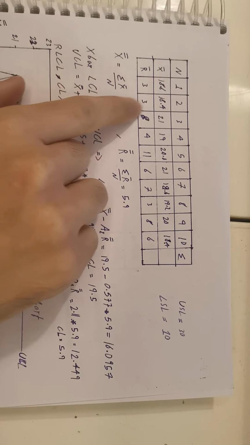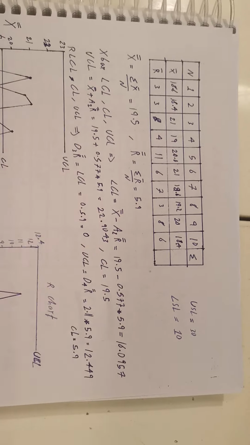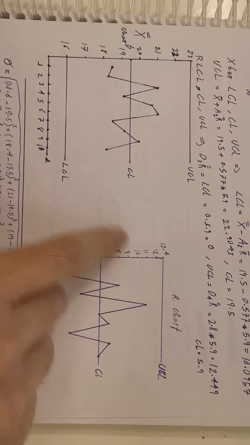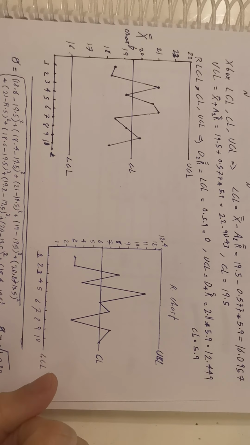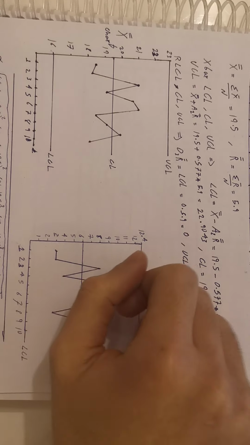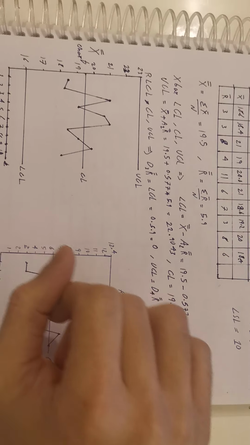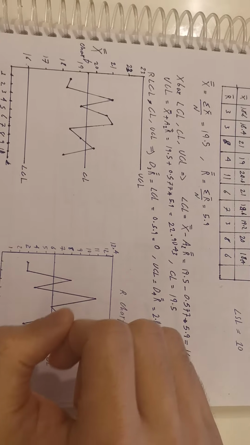And once we have those values, we are asked to draw an X bar chart and an R chart, which is a range chart and an average chart. And after that, we are asked to also calculate the CK and the CP. And for that, we have to do the following steps.